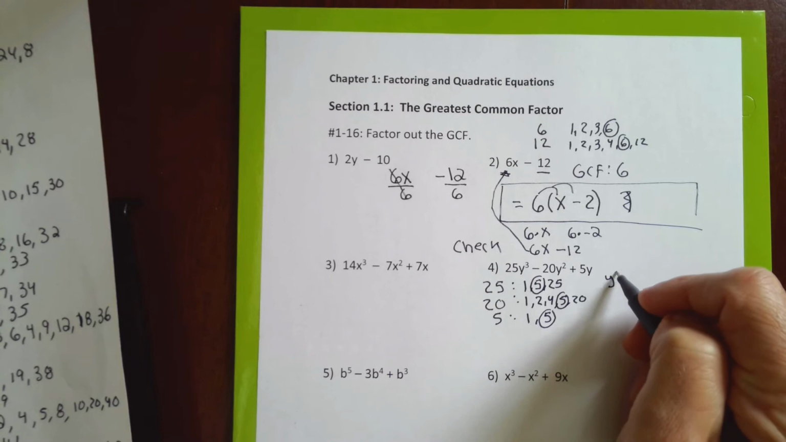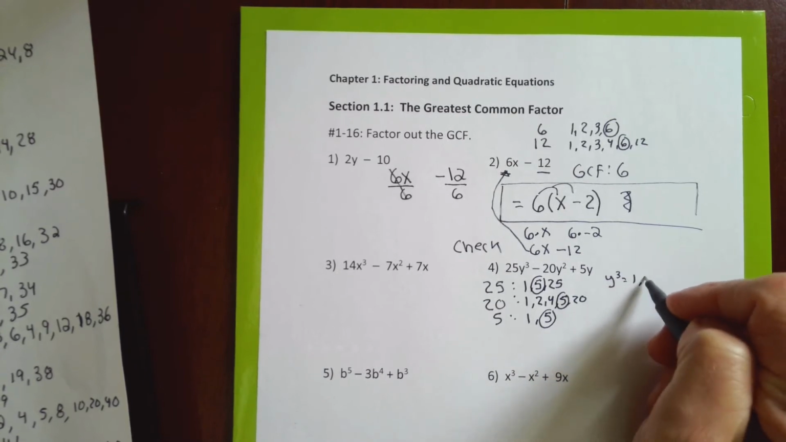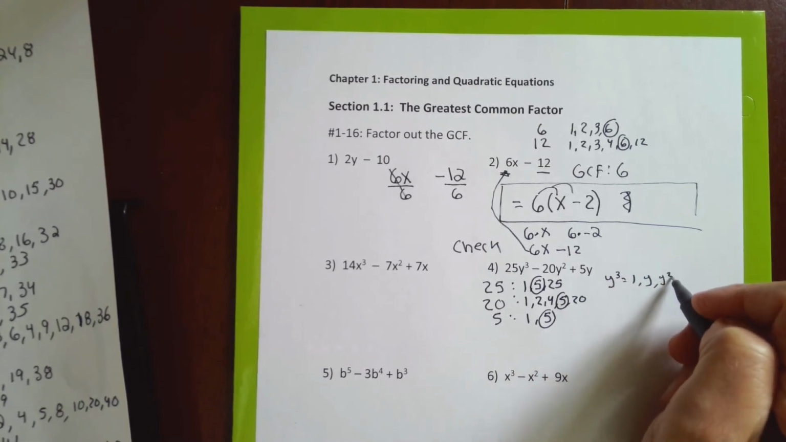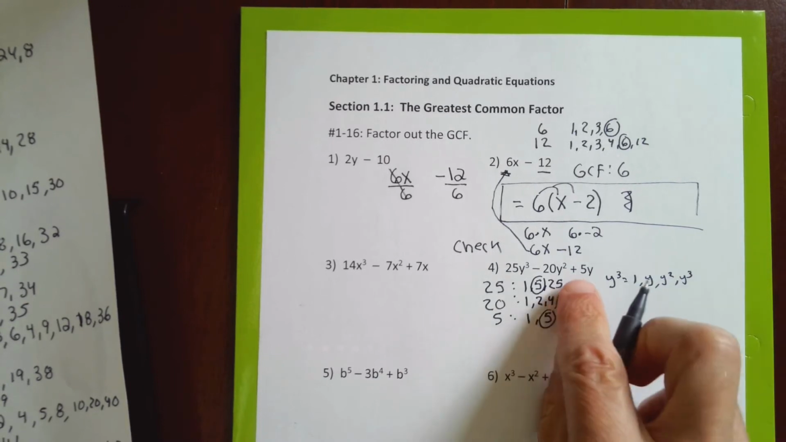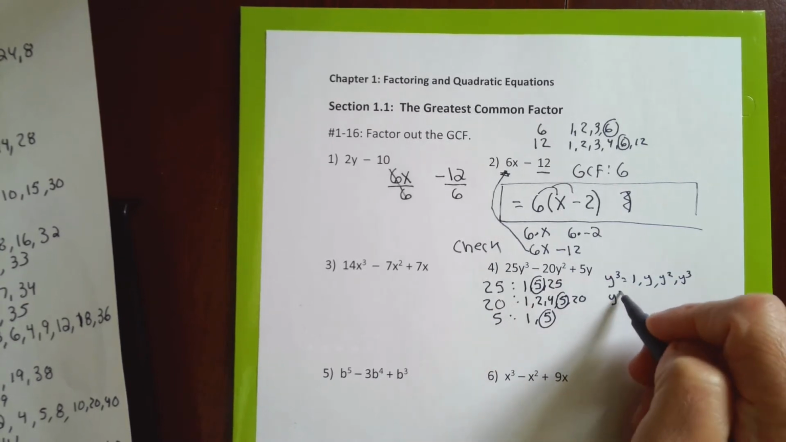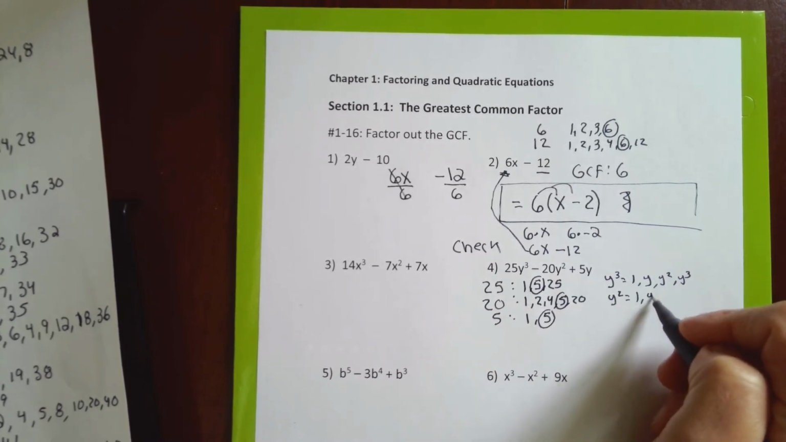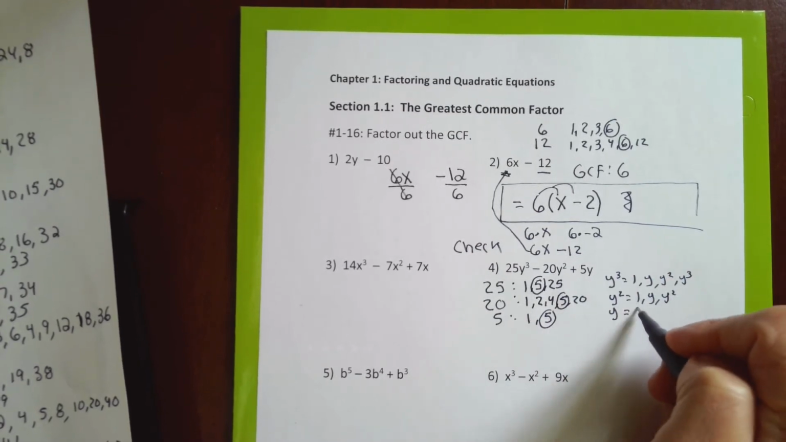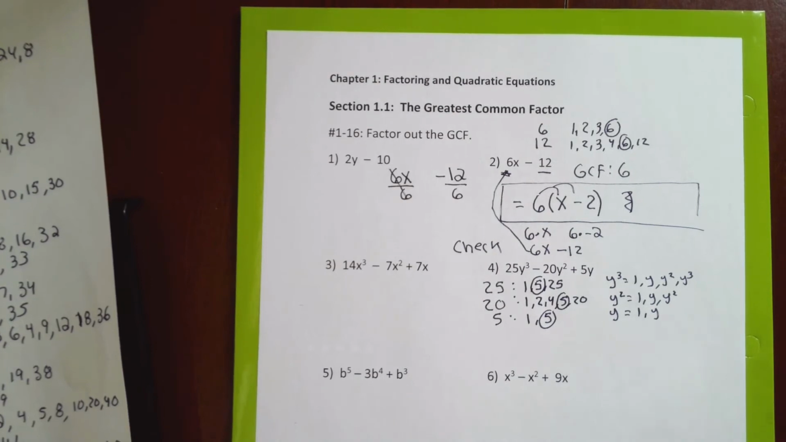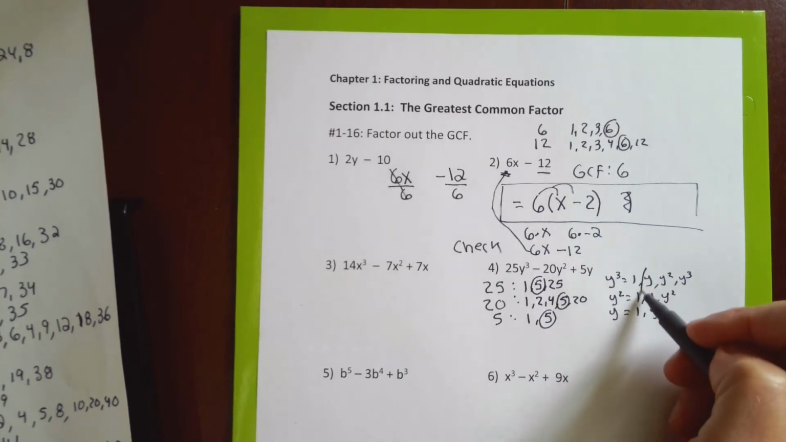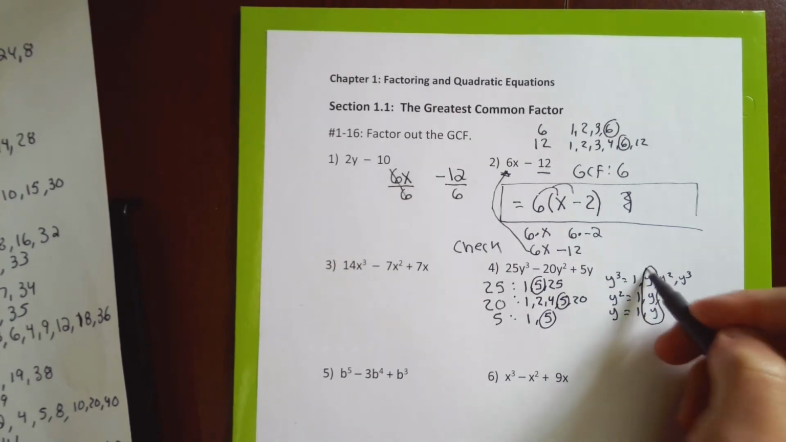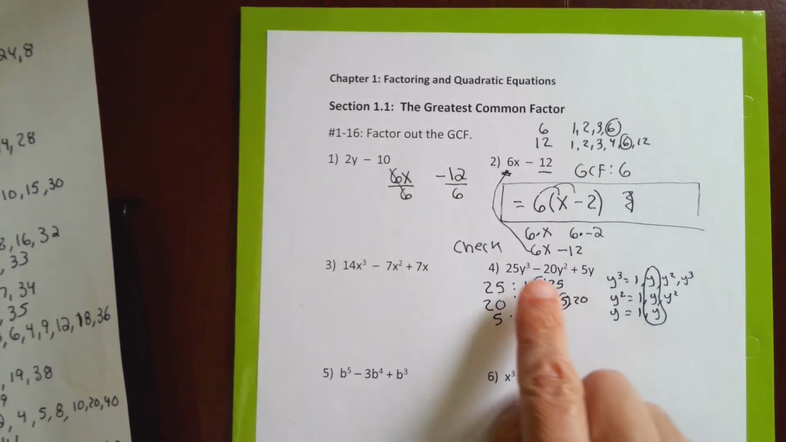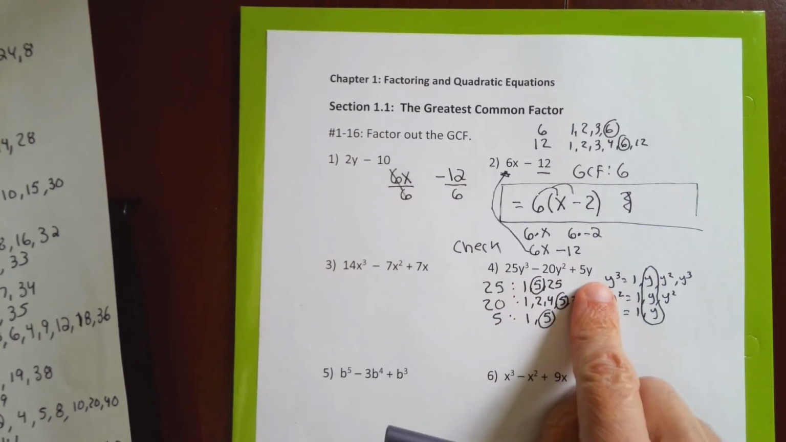The factors of y cubed are 1, y, y squared, and y cubed. The factors of y squared are 1, y, and y squared. And the factors of y are just 1 and y. The greatest common factor, the y with the highest exponent that all the factors have in common, is y to the first power. If each term has the same letter, the common factor is the smallest exponent.